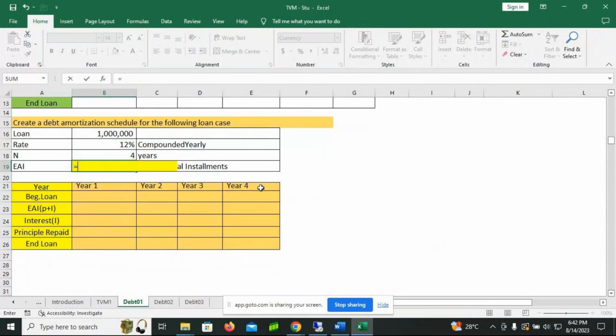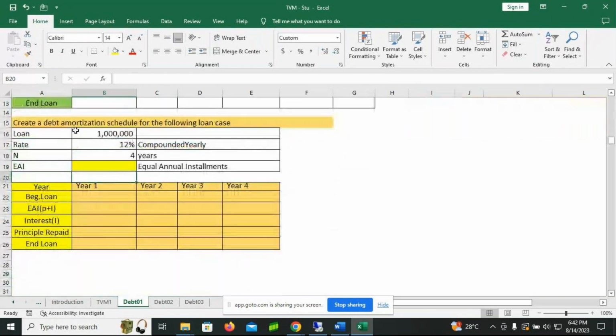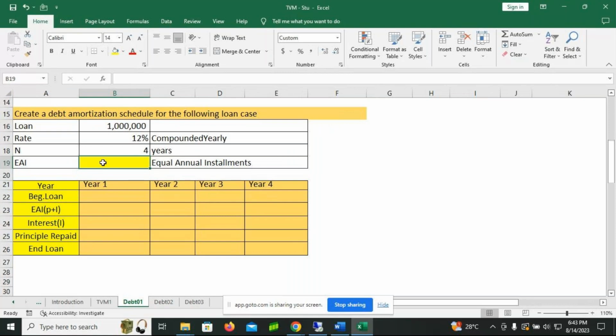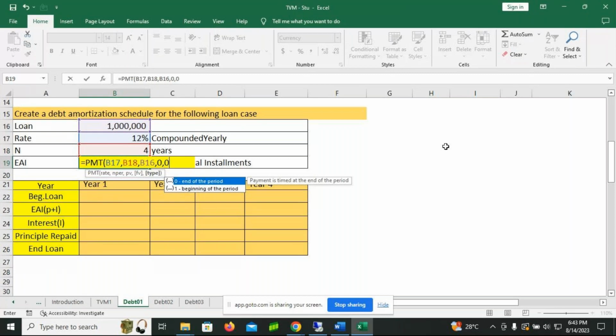So first sum we had solved. So let's solve the second one. Second one, create a debt amortization schedule for the following loan. So I'll give equals PMT, open the parenthesis, my rate. I'm just selecting my cell. Rate is 12%. N per is 4 years. Present value is 1 lakh rupees loan. Future value is 0. And I wanted to check for end of the period.